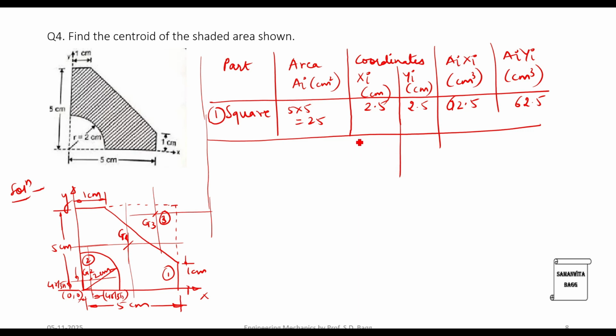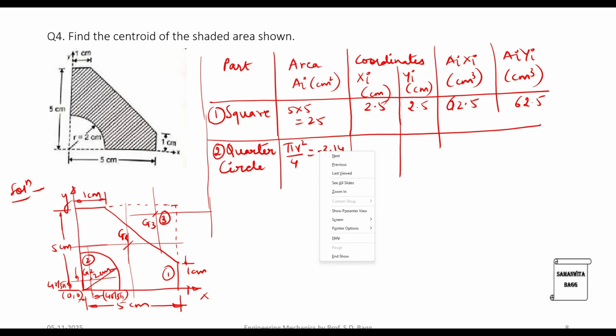The next shape we have chosen is of the quarter circle. Area is pi r square by 4. So this value is 3.14. Now, if you observe carefully, from this total square, we have to remove this portion of the quarter circle and this right angle triangle. So here I will put a minus sign. Then we have to calculate Ai and xi. Then we have to calculate x2, y2, which will be 4r by 3 pi each.